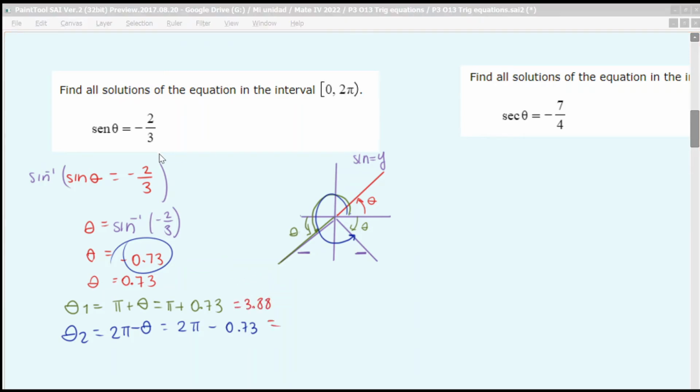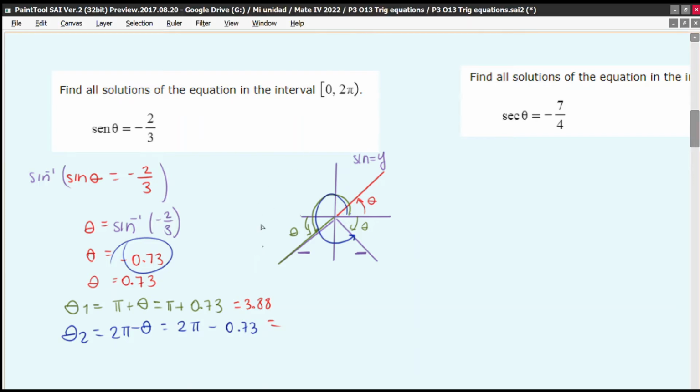And this is 2 pi minus 0.73, 5.56. Okay, so these are our two possible solutions.